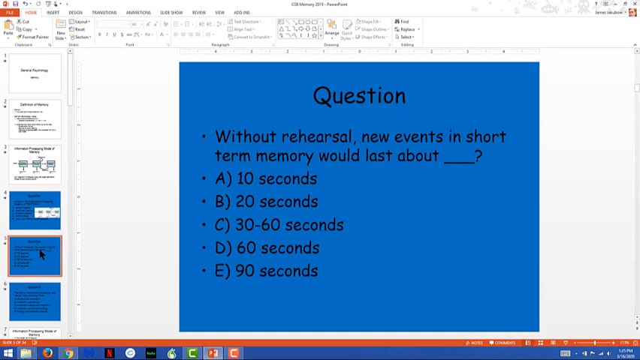And the next question, without rehearsal, new events in short-term memory would last about how long? The answer there is, pause it if you want to think about it. And the correct answer is about 30 to 60 seconds. By the way, how would you actually know that information is held that long? There's actually a very simple way to do this.